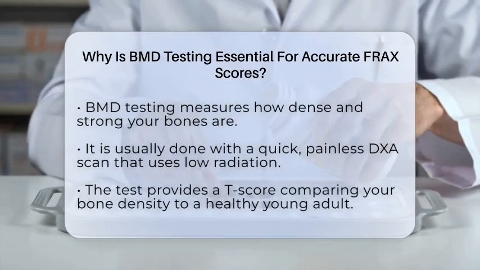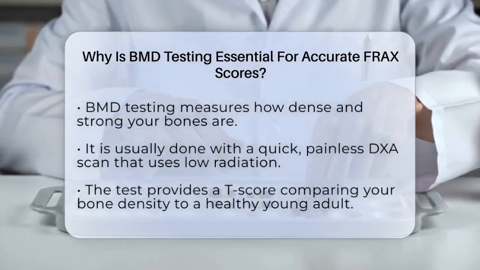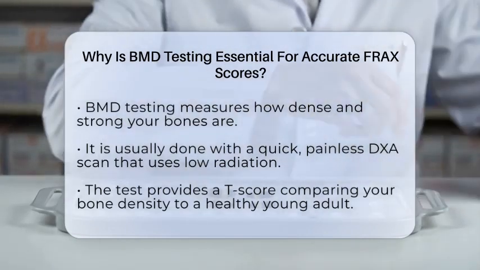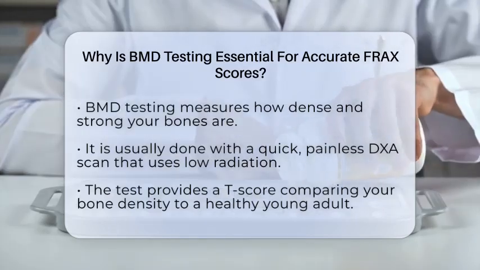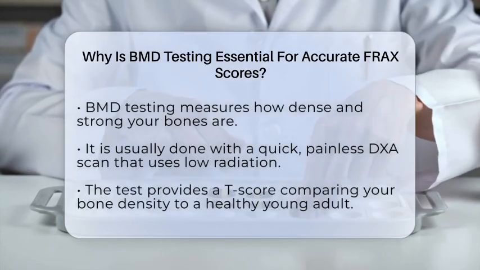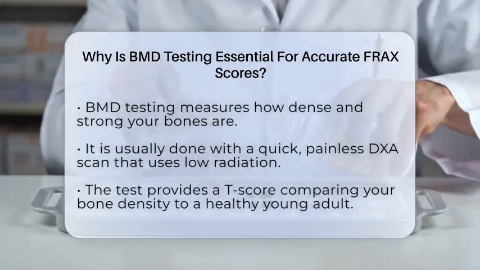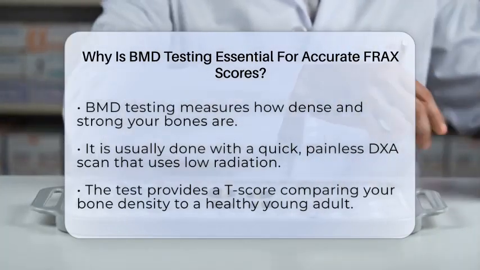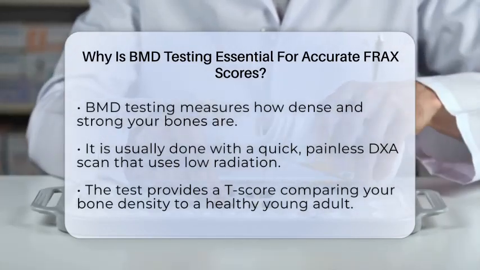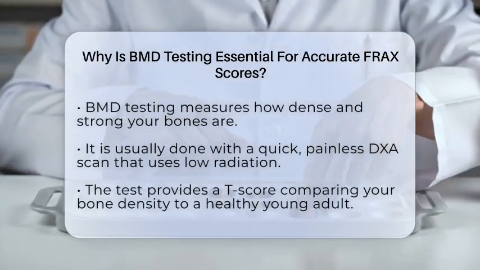The most common way to do this test is through a procedure called dual energy X-ray absorptiometry, or DXA. It's quick, painless, and involves a low dose of radiation. The test produces a T-score, which compares your bone density to that of a healthy young adult. A lower T-score means weaker bones and a higher chance of fractures.